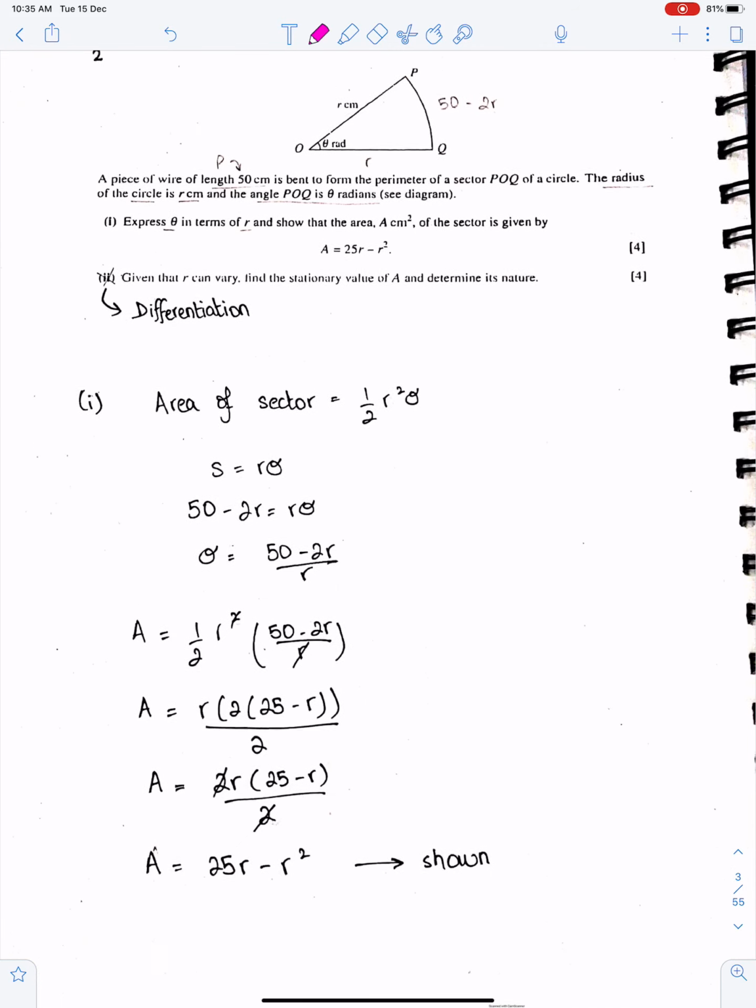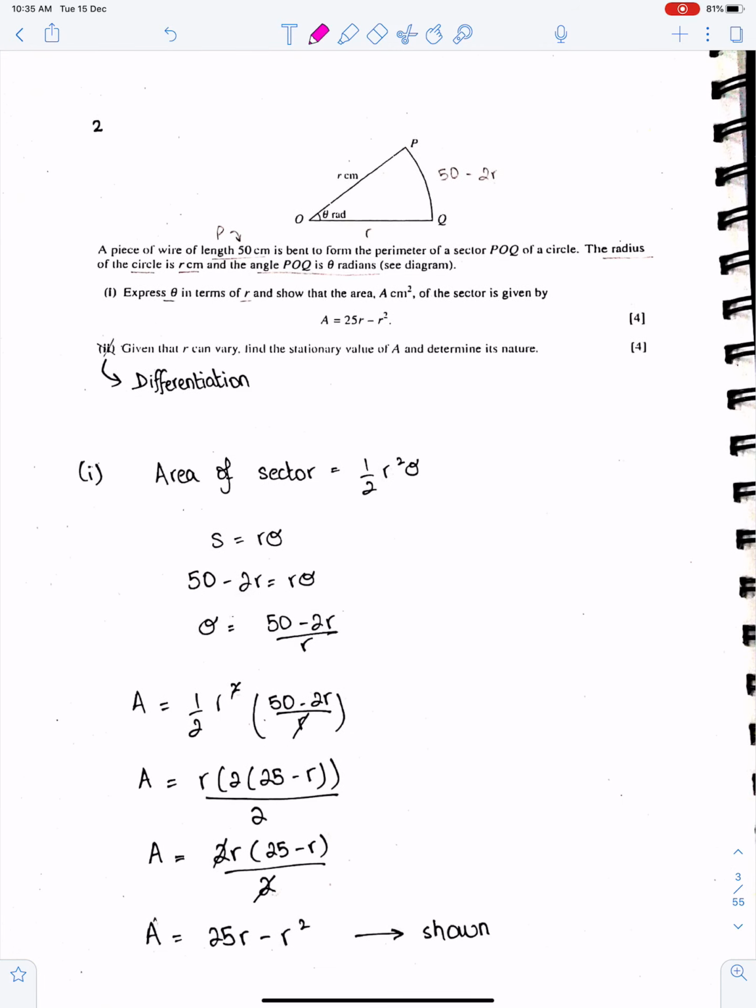Question number 2. In this question, I will discuss the part 1 only because part 2 involves differentiation, which is not the topic, and we will do differentiation after the midterm. A piece of wire of length 50 centimeter is bent to form the perimeter of a sector POQ of a circle. Now this is simple.